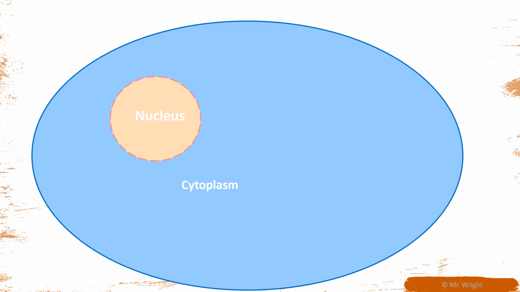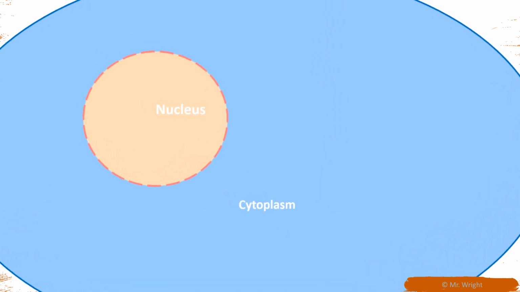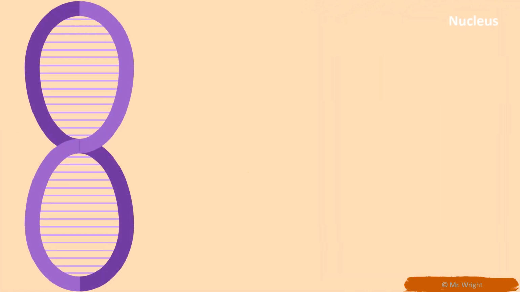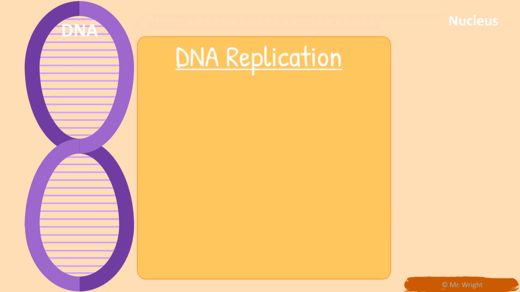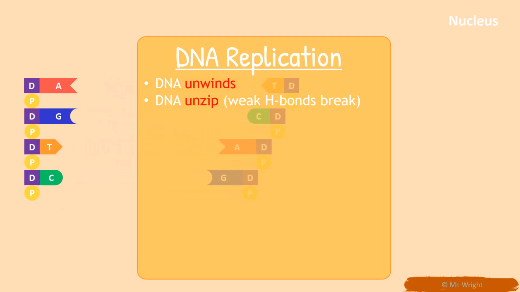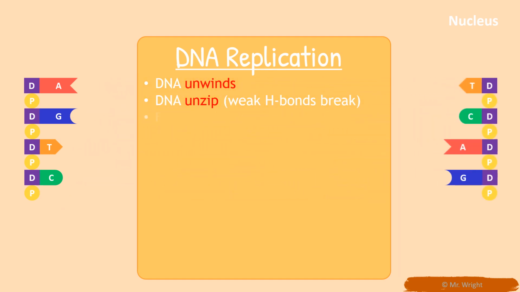Let's look at the process of DNA replication. As mentioned, DNA replication takes place within the nucleus of the cells, where the DNA is found. The first thing that needs to happen is that the DNA needs to unwind. This then allows the weak hydrogen bonds between the nitrogenous bases to break, or we say that the DNA unzips. This then forms two separate strands, each of which will serve as a template for building a new DNA molecule.